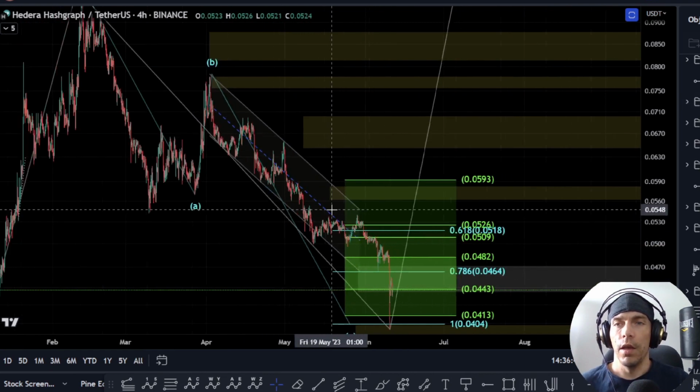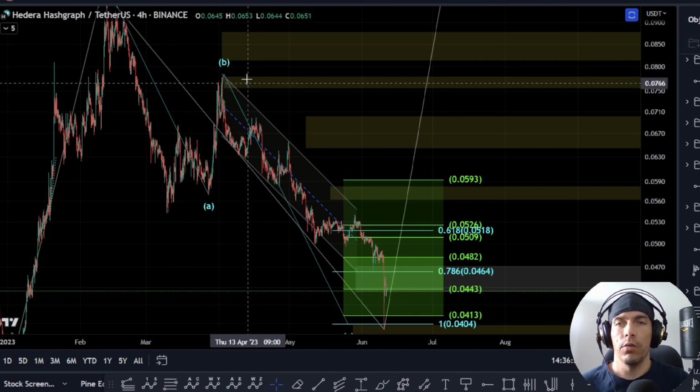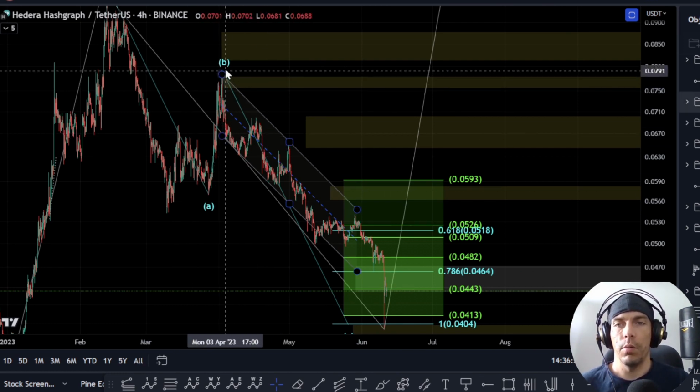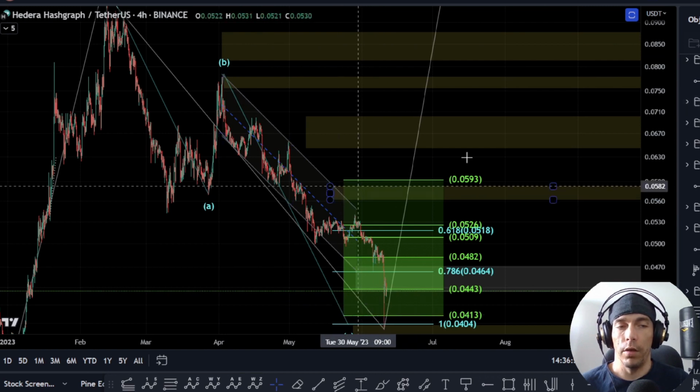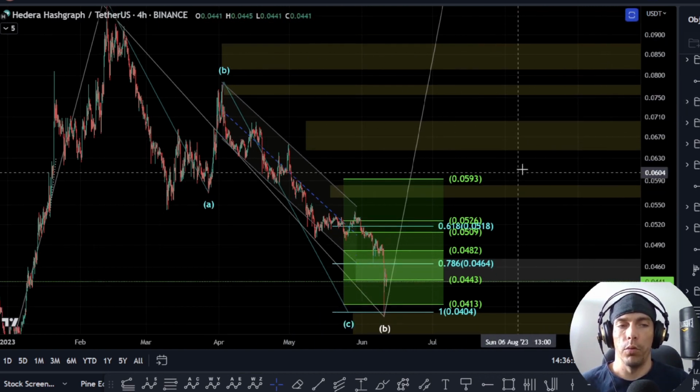So we're going to go over that. Now, what I'd want to see for more confirmation is actually a move back above here past this 0779 region to actually take out this B wave, which means that we can't extend from that point any further. So that would be key if we are looking at this as potentially looking for a reversal to the upside.